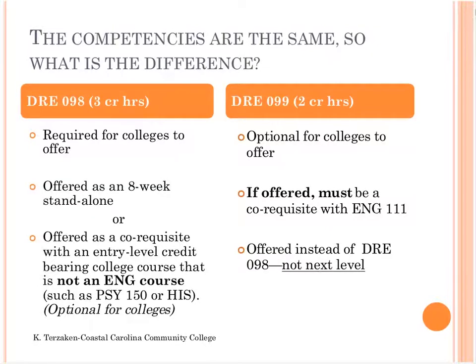But fundamentally, the differences are that, number one, 99 is optional for colleges to offer. Some colleges feel it is for them, some colleges do not. That is absolutely fine. The DRE 98 course is an 8-week standalone, or you see the possible co-requisite with a non-English course, but we don't have to go into that right now. 99 must be offered with 111, and it must be a co-requisite, and it is not to be offered after 98. So it's not the next course.